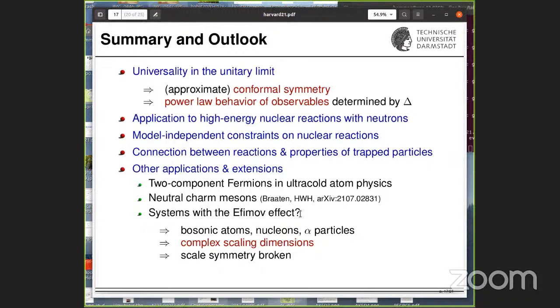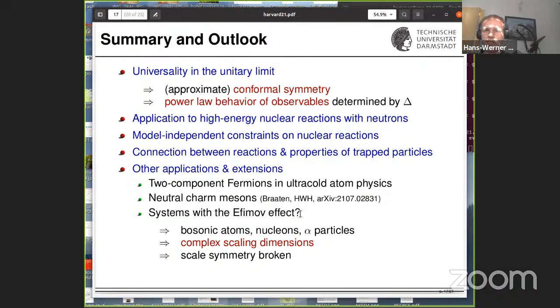I'd like to understand this better. What's the relation between the breaking of conformal symmetry and the number of fermions? So one way of thinking about this is the way that is original to Efimov. If you just have two particles, then everything is fine. So what happens if you add another particle in these systems?